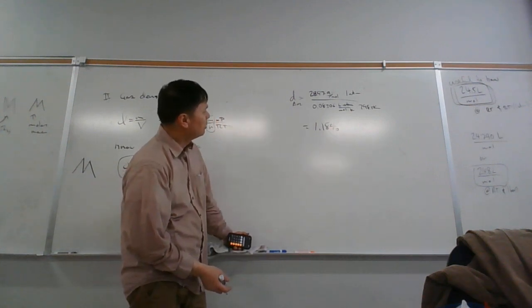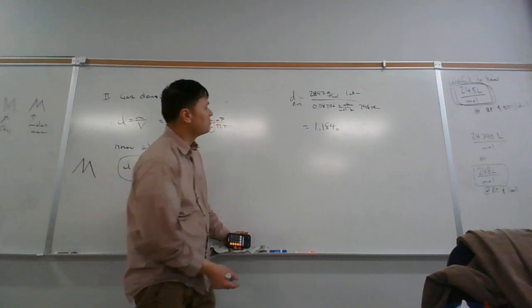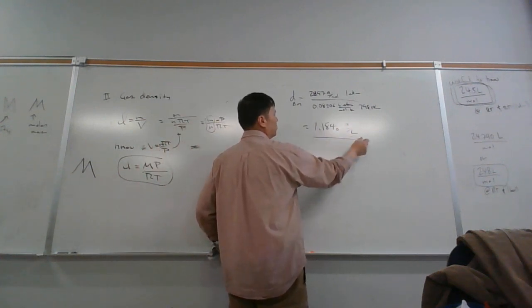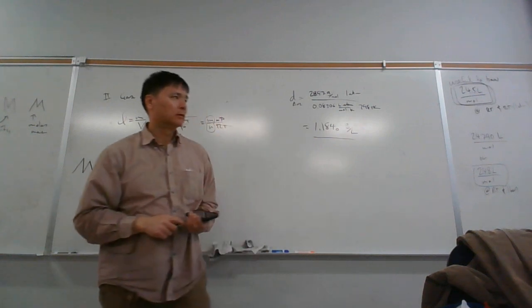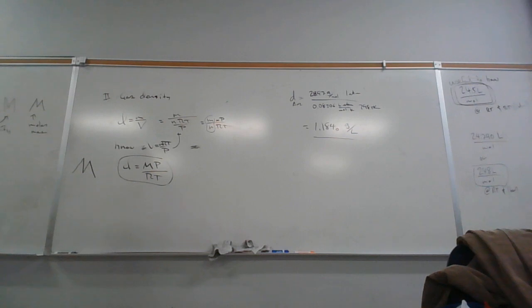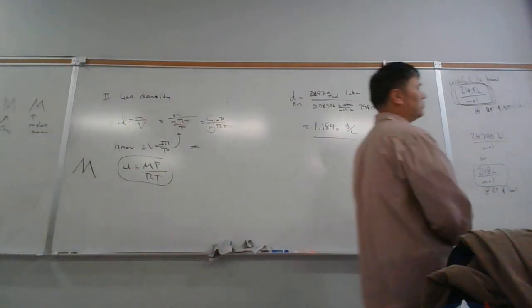And what are the units? Grams per liter. So 1.18 grams per liter. Actually, a lot of people have it memorized. 1.18 grams per liter. But I don't have it memorized. Well, I did have it memorized.